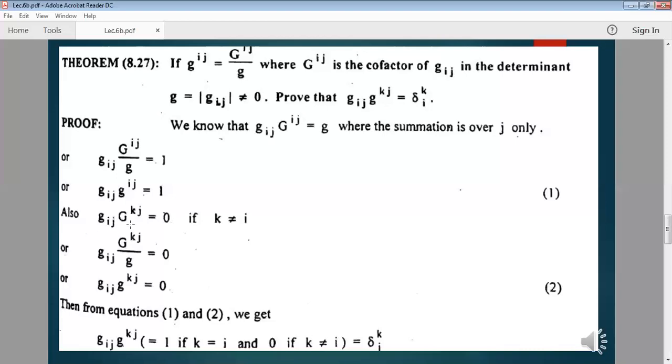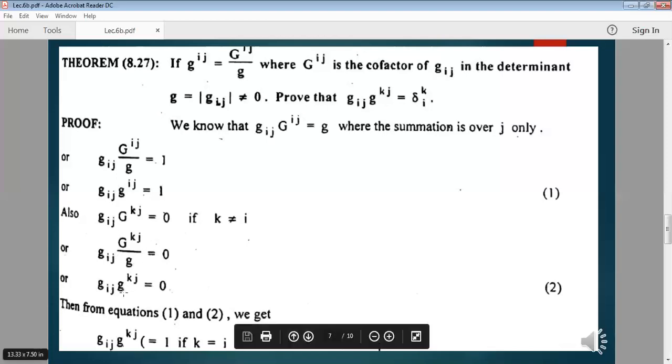Gij and the cofactor of Gkj is equal to 0. That means if we are multiplying, for example, row 2 with the cofactors of row 3 or row 1, it will give answer 0. And similarly, if k is not equal to i, Gij Gkj over G is equal to 0. So from this equation, this term becomes Gkj is equal to 0.